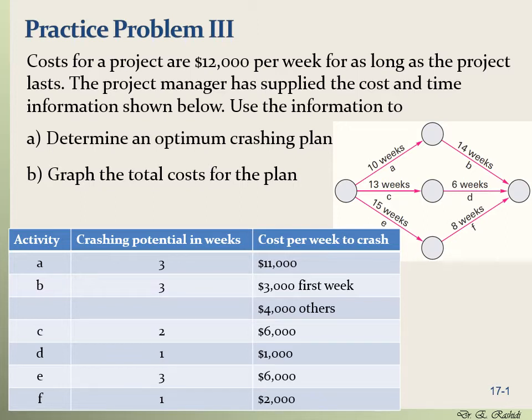And you can see in the table the activities, the crashing potential in weeks, and the cost per week to crash. For example, for activity A, we can crash this activity by 3 weeks, and it's going to cost us $11,000 for each week that we crash the activity. For activity B, we can crash it by 3 weeks, and the first week it's going to cost us $3,000. The second and the third week is going to cost us $12,000, and so on and so forth.